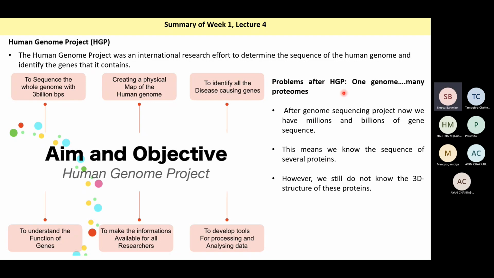However, even after the Human Genome Project, there were many problems. Firstly, after genome sequencing, we have millions and billions of the gene sequence. So from the gene sequence, we can know the sequence of many proteins. But we still do not know the 3D structure of these proteins. So that is a problem that is present even after the Human Genome Project. That is, we need to know the 3D structure of the proteins to find out about their function.